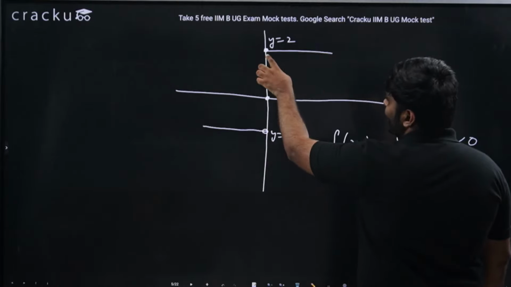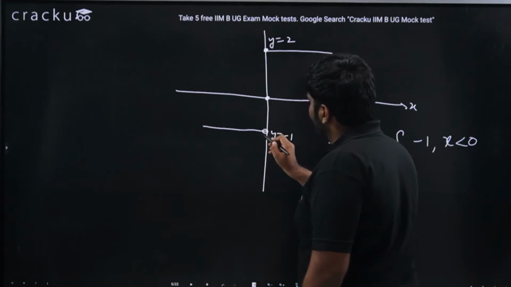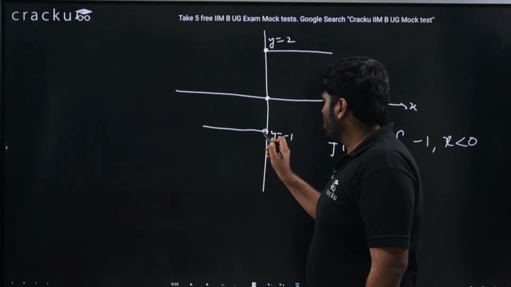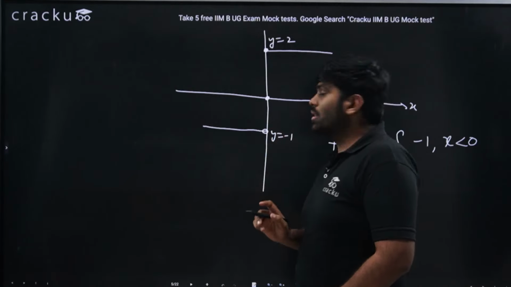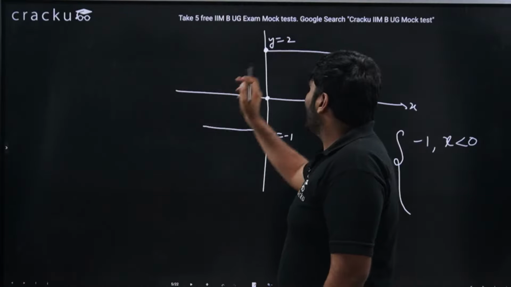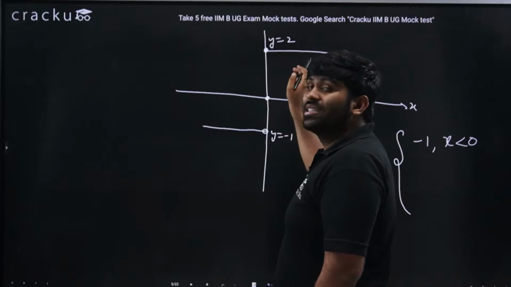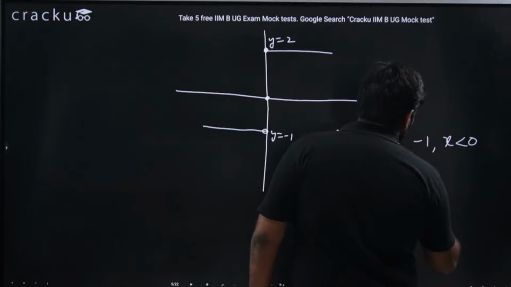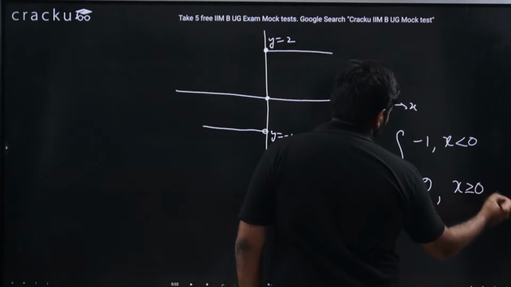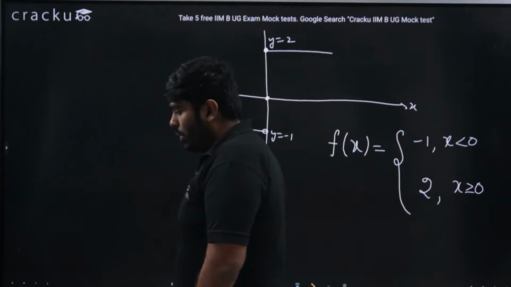Whereas if x is greater than or equal to 0, you see this implies an open plot. That is, this particular line is only till here. It is not defined at x equal to 0. But here I have mentioned a closed one. That means x equal to 0 is also part of this line. So that function would be y equal to 2 for every value greater than or equal to 0.